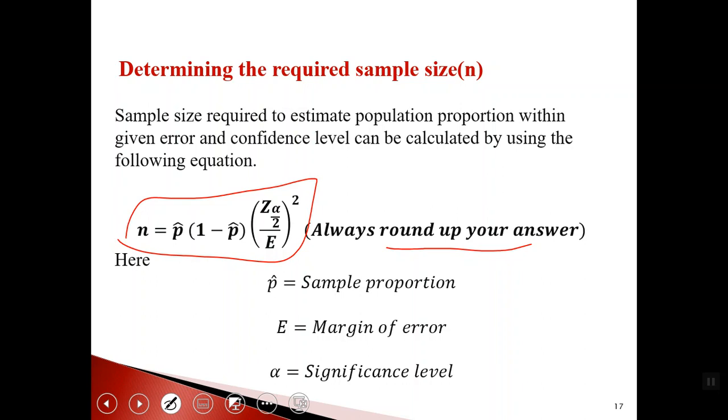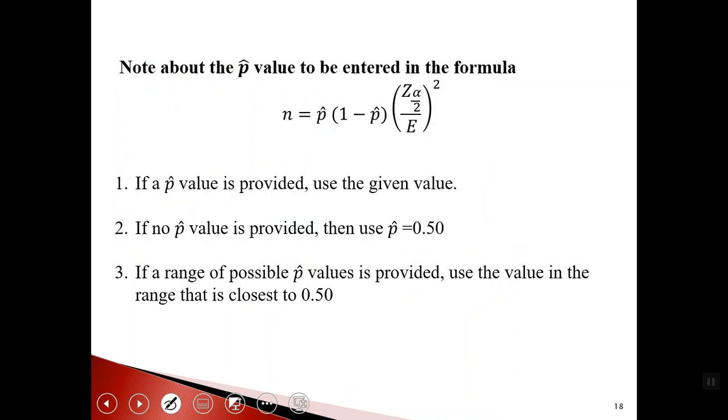When you're going to find the sample size, you should know what p hat is. It is the sample proportion. E is the margin of error, alpha is the significance level. Just use this formula. I think there are a few notes about this formula. How do we find the sample size under given conditions?